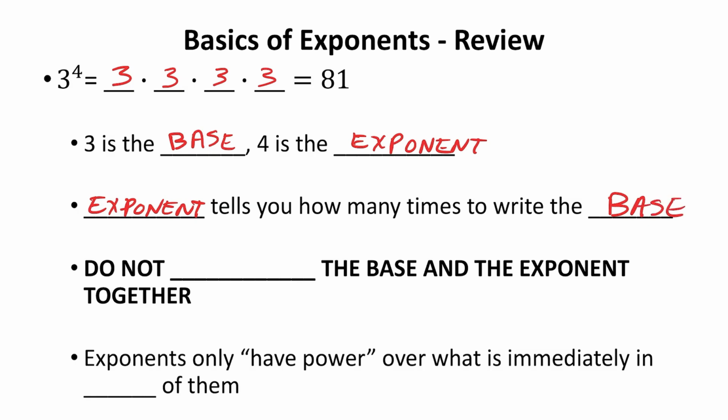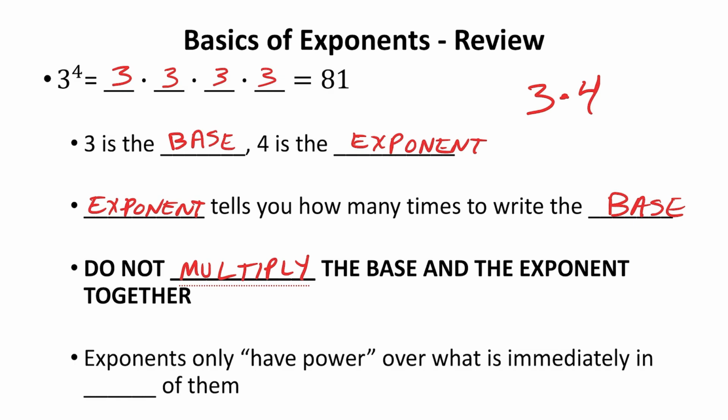What we do not do is multiply the base and the exponent together. You don't do 3 times 4. If you're going to do that, you would write it as 3 times 4. But this is not what we do when we have an exponent. It's 3 times 3 times 3 times 3.